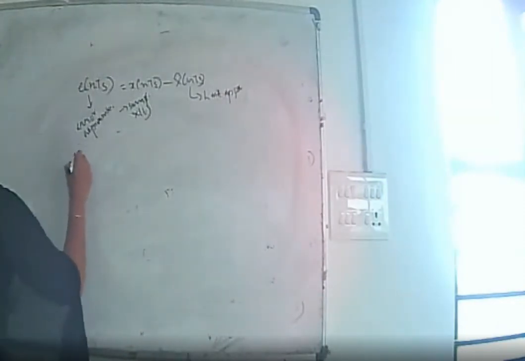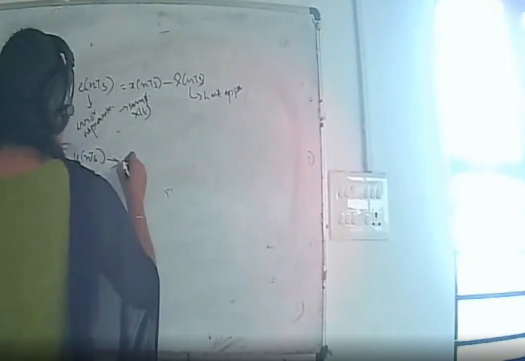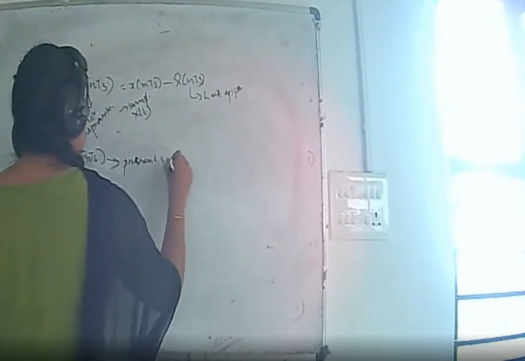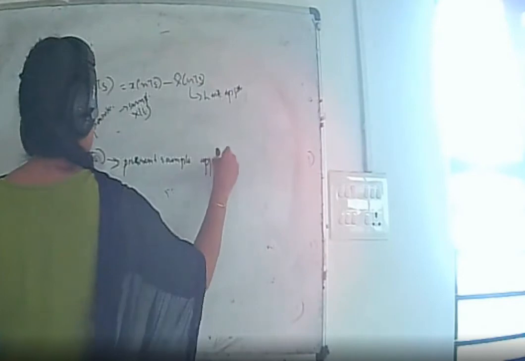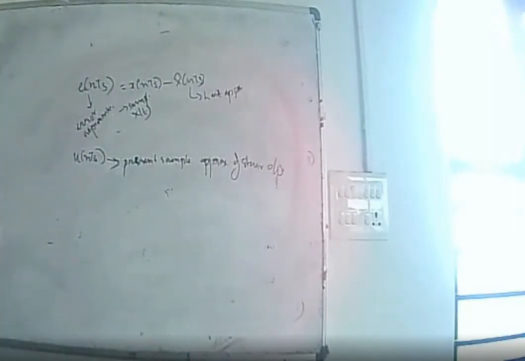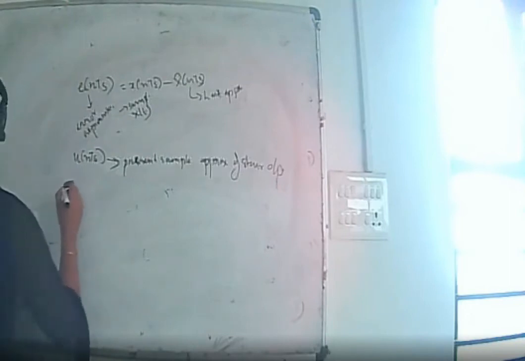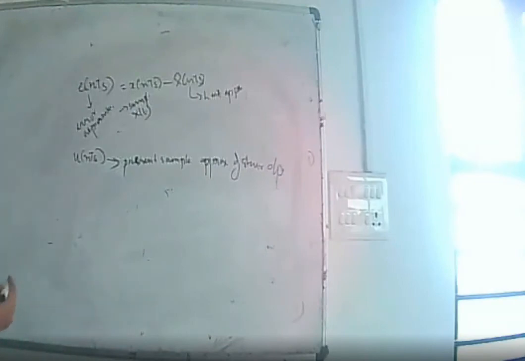Now we will consider u of nTs. This is nothing but the present sample approximation, the staircase output in the present sample approximation. So we will go through the DM transmitter and understand it.